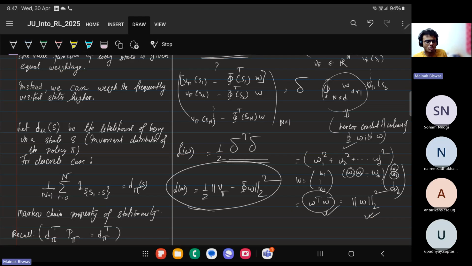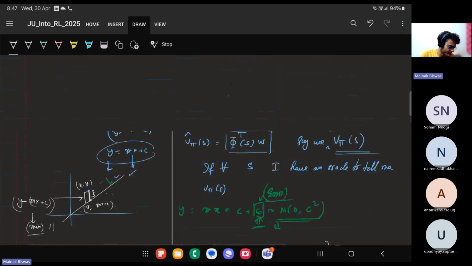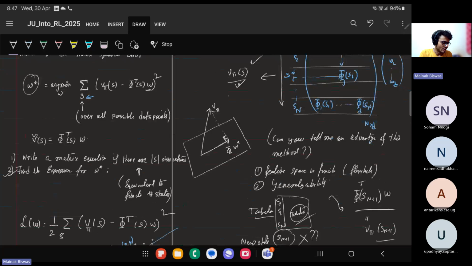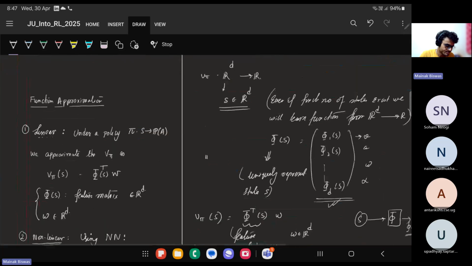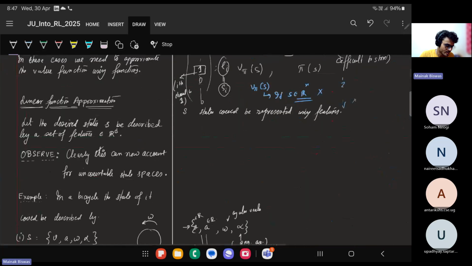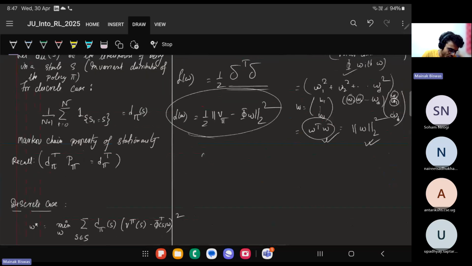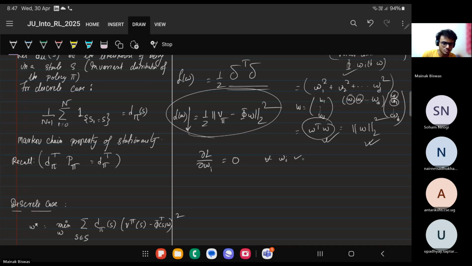Now what do we want to do? We want to learn the formula for W star. So let's try and do that. How do you think we should do it? We'll have to just differentiate. We want to minimize this loss, so the derivative should be 0 for all Wi's. Yes or no? If you have to minimize this, this has to be an extrema point.